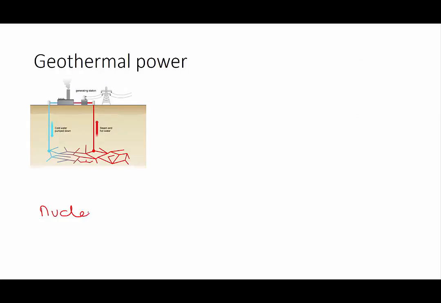Geothermal power is our last power source, and this uses radioactive rocks under the ground to produce heat. Water's pumped down into those rocks, so they get heated up. That goes back up to the surface, where it turns a turbine with kinetic energy, which turns a generator to generate electricity.